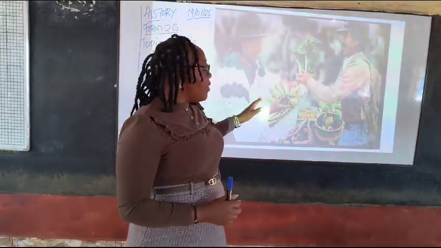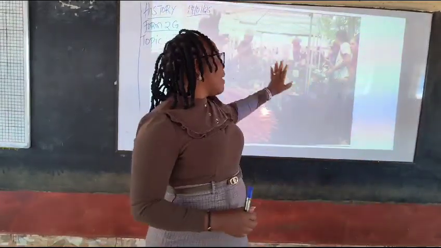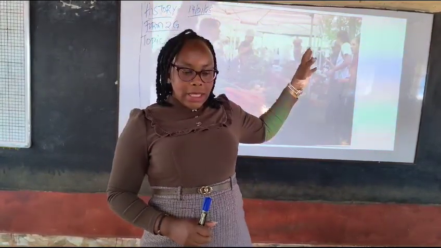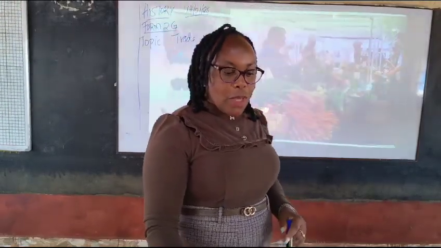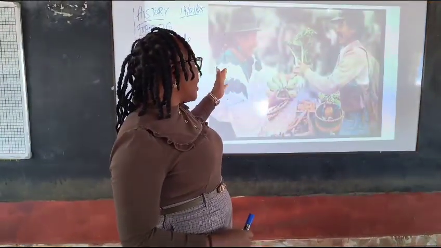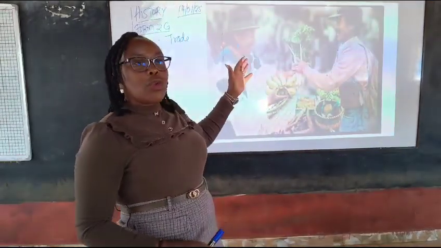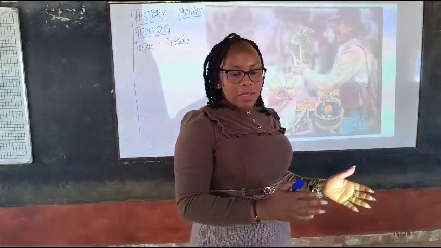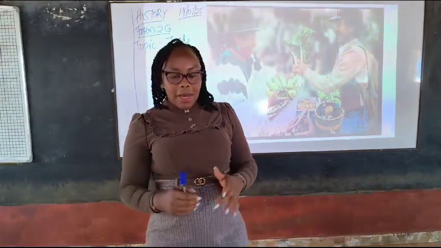In the first photo that we have there, you can see that it is a market, and in this market there are people who are buying and others who are selling. Then we have a second photo, the man and the woman, and the two of them are exchanging. The man is giving the woman spinach, and the woman is giving the man bananas.